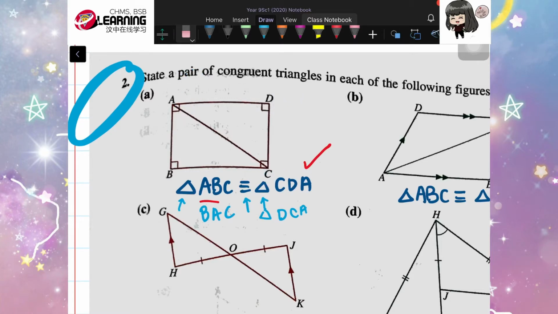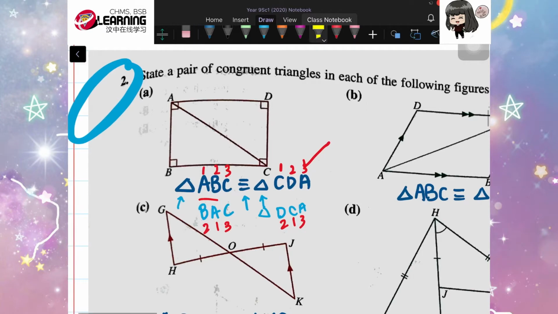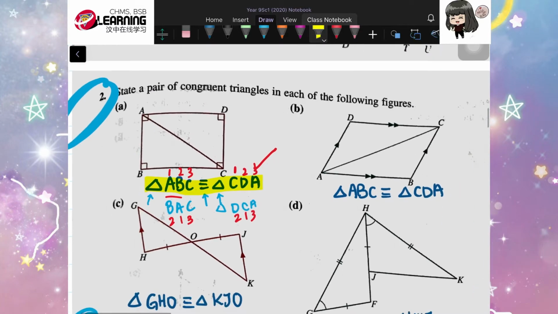I'll write down here. If 1, 2, 3 is ABC, this is your 1, 2, 3 CDA. So when you write down, you must follow the order. Let's say if you're writing BAC first, so it's 2, 1, 3. So DCA will be 2, 1, 3 as well. You must follow the order. So please tick. There are a lot of combinations of the answer because of the order, so you just follow the order, as long as your answer is in the order.